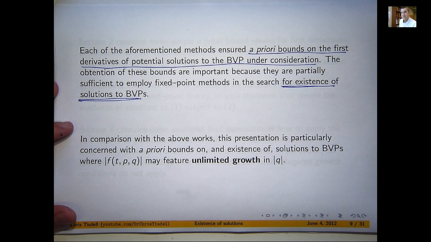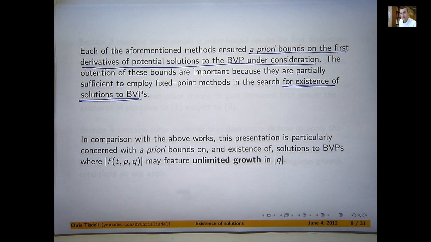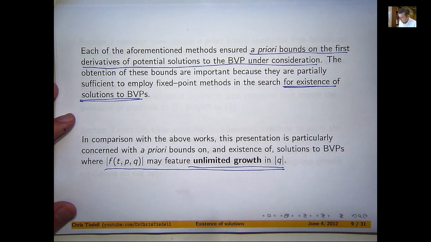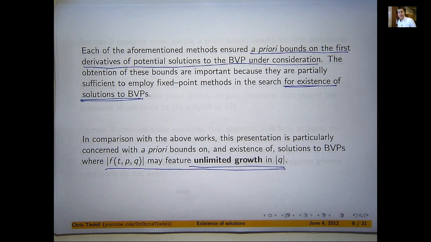In comparison with the previous and above works, this presentation is going to concentrate on weakening these growth conditions. Okay, and in particular, the f may feature unlimited growth in the third variable. Now, technically speaking, these ideas are known as one-sided Nagumo conditions. I'm not presenting them in their most general form, but the way I'm presenting it means it will be very accessible to those who are not experts in the field.